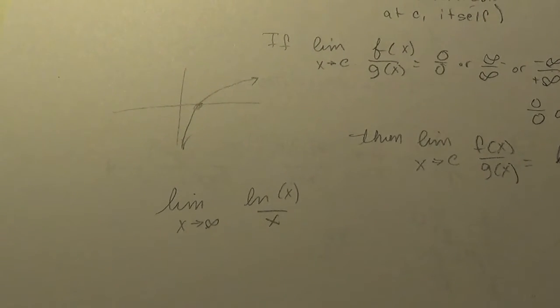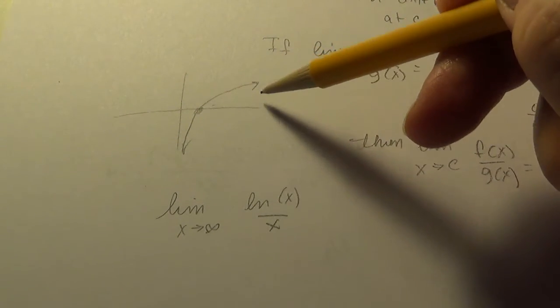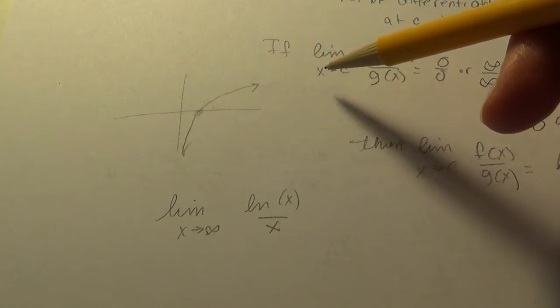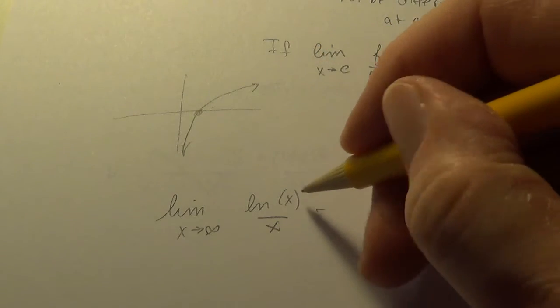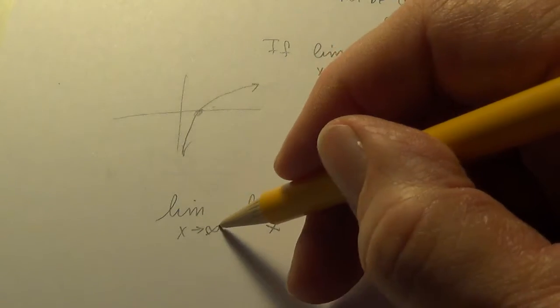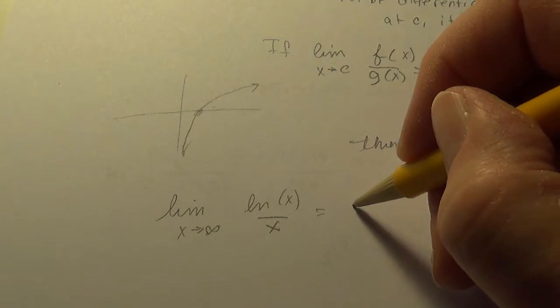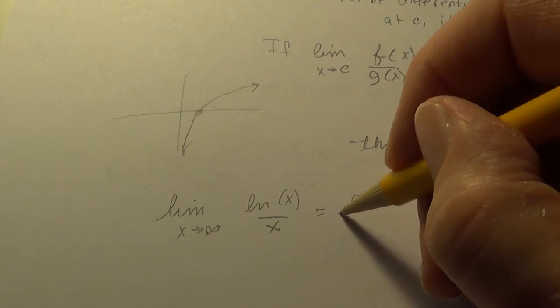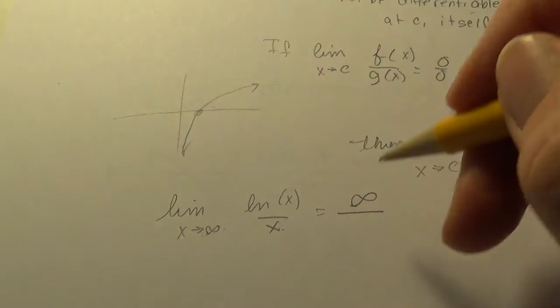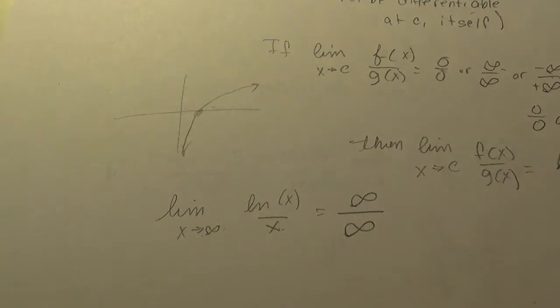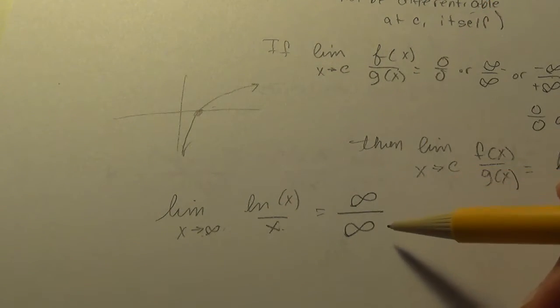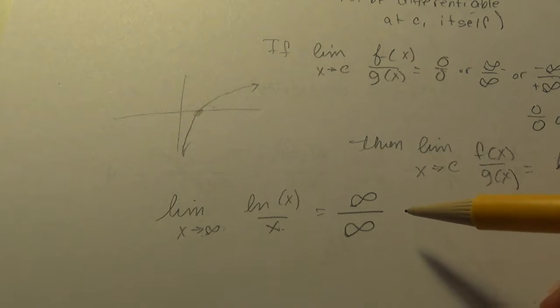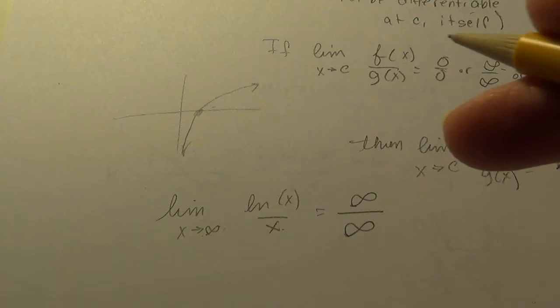So what's happening as x approaches infinity to this value? Well, it's getting infinitely higher. So the limit of the ln of x function as x goes to infinity is infinite. And as x approaches infinity, x is infinite. So there's one of our qualifying indeterminate forms that allows us to use L'Hopital.